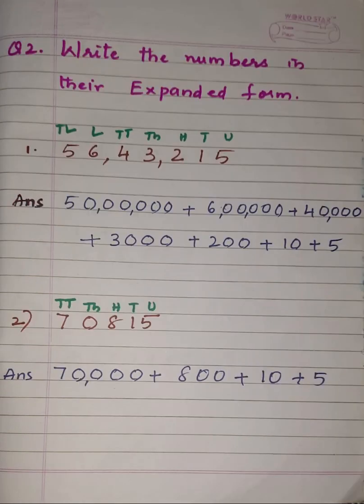Now students, our question number 2 is: write the numbers in their expanded form. That means, children, we have to split each number and add as per their place values. Followed. Now the first sub question, the number given is 56,43,215.